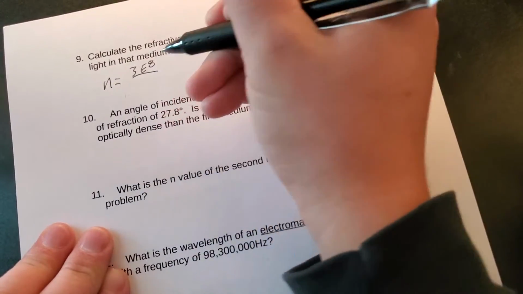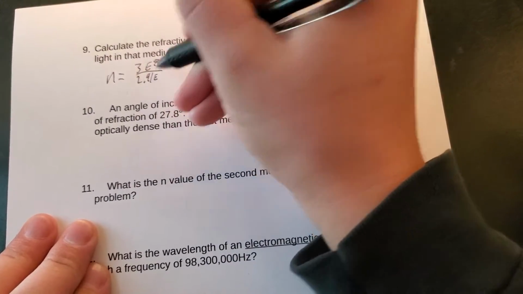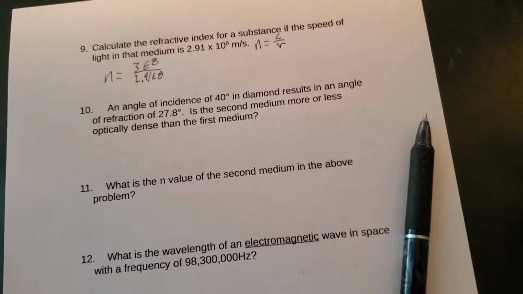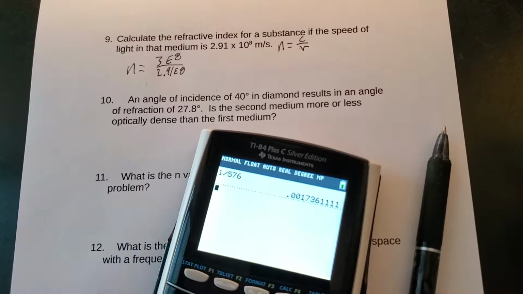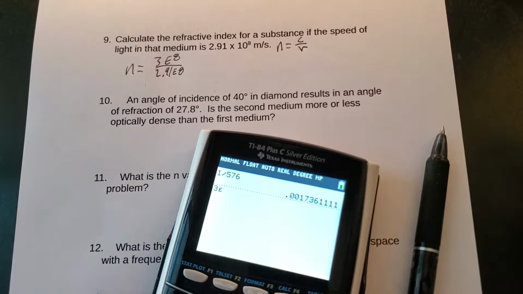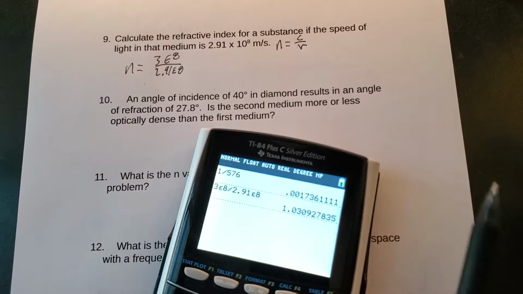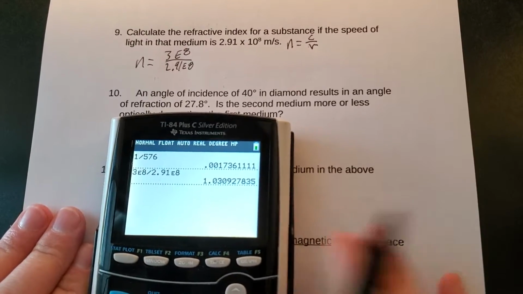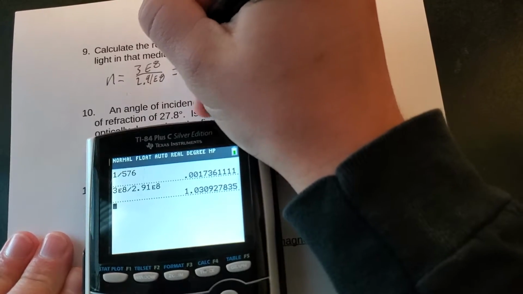3e8 divided by 2.91e8. This is a nice, simple, easy question. 3e8 divided by 2.91e8, and we get the refractive index is equal to 1.03. And that's our answer.